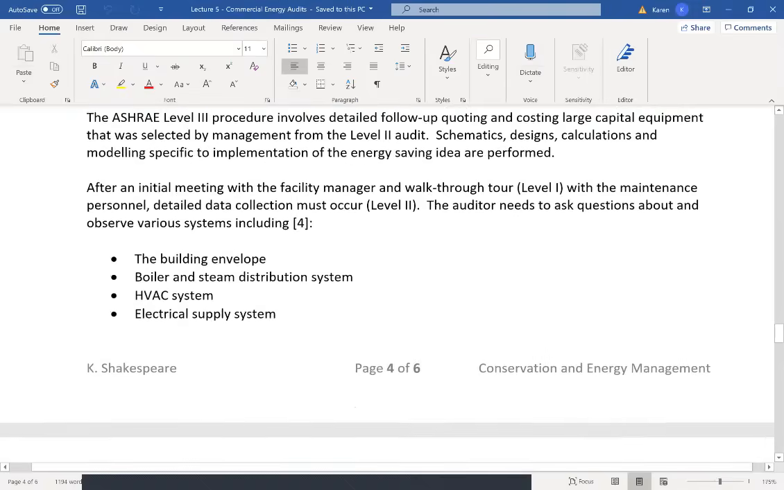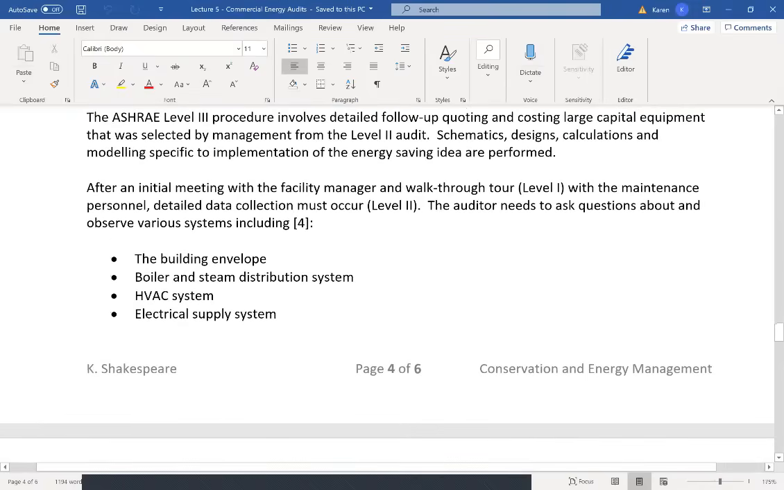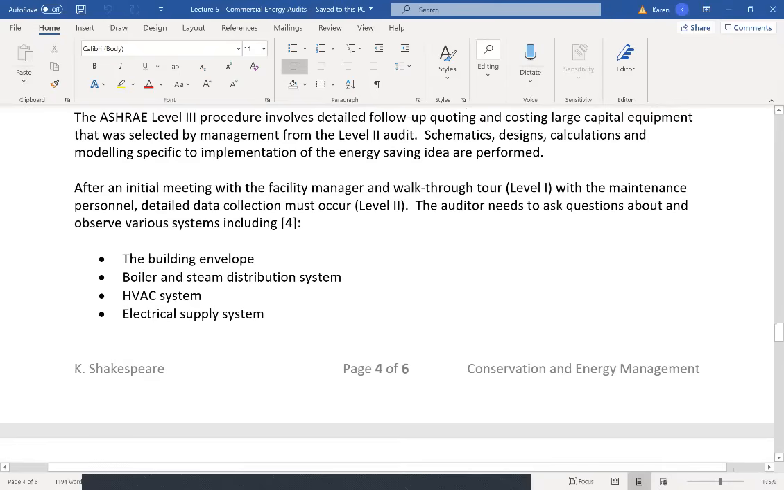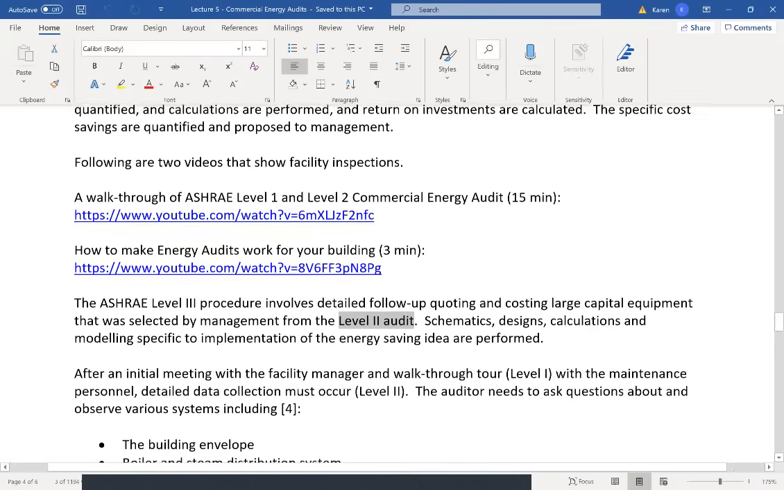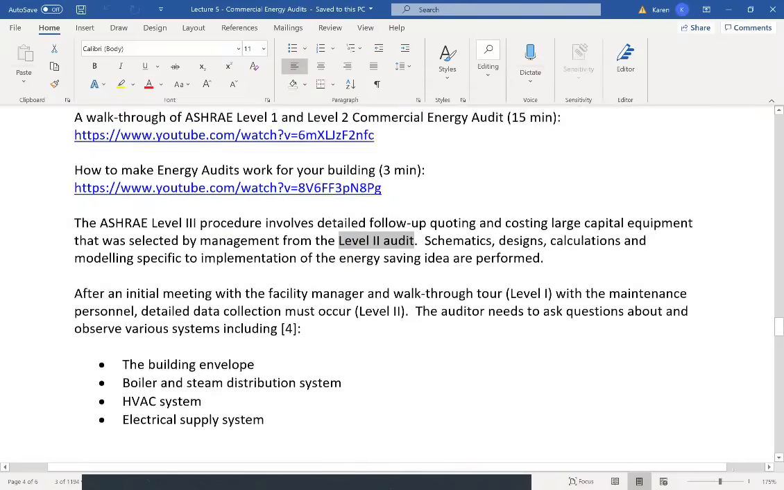Then ASHRAE Level 3, which is still in phase 2 of this auditing procedure, involves the follow-up quoting and costing that was selected when you walked into the plant manager's office with your level 2 energy calculations, your proposals. Level 3 takes that forward, and whichever ones were selected, now you're going to be doing the schematics, the designs, the calculations specific to the energy ideas that were chosen from level 2.